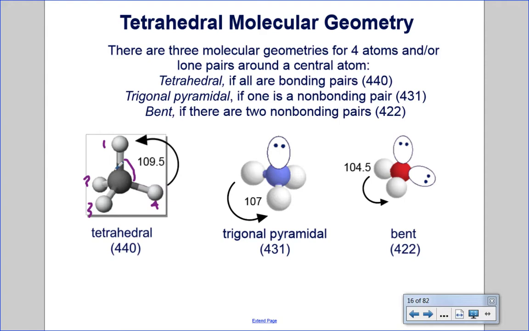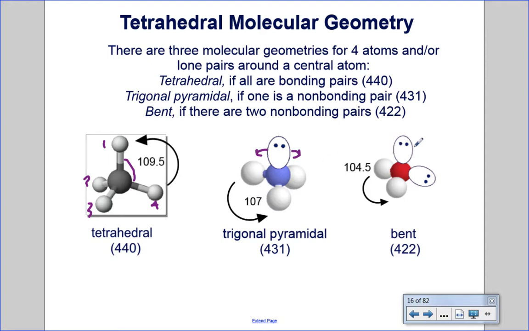Now, let's look at trigonal pyramidal, 431. You have the one set of unbonded electrons. Those, as we saw in the 321, will push down on the other, pressing the bonded pairs slightly down so that they will have an angle of 107.